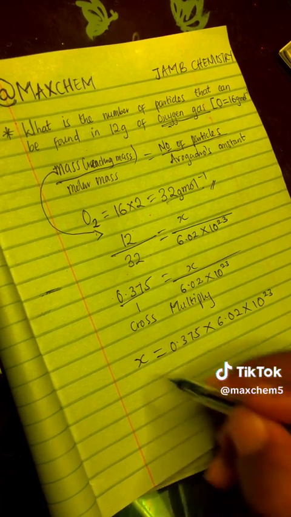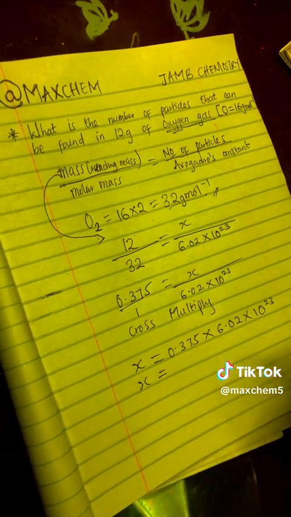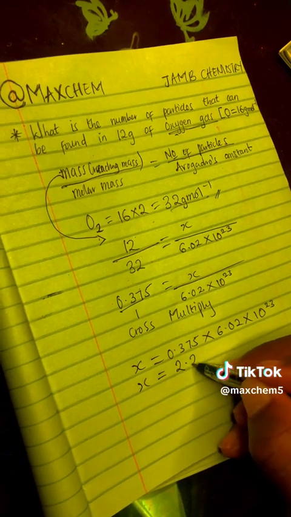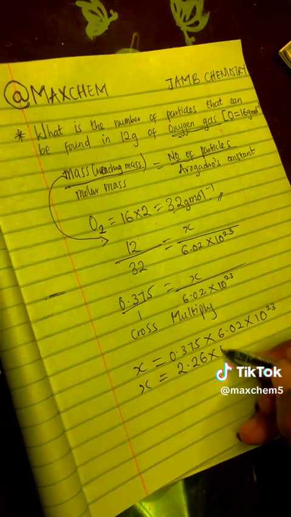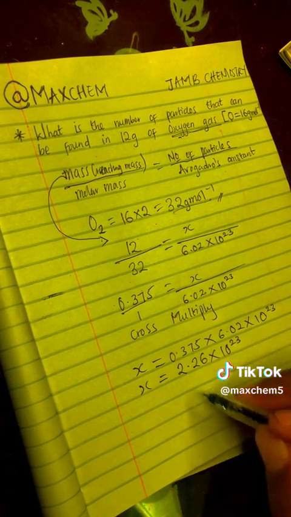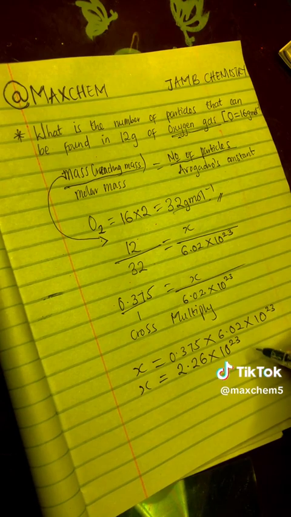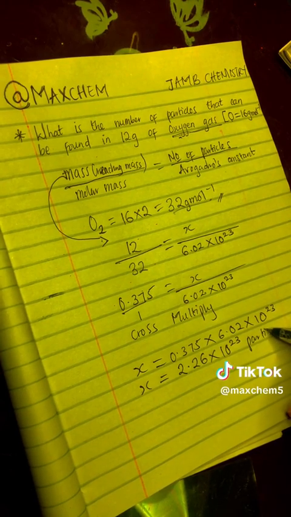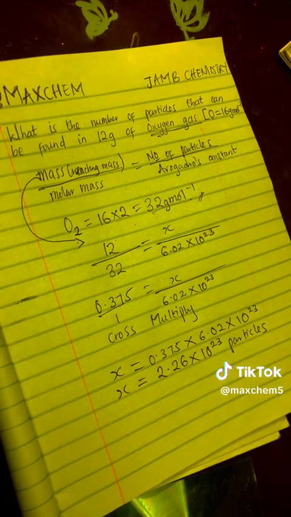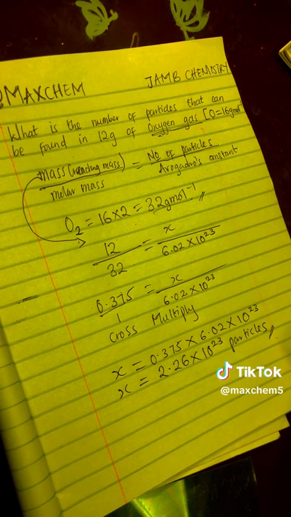So you can punch your calculator. Punching the calculator, that should give you 2.26 times 10 raised to power 23. Yes, so 2.26 times 10 raised to power 23 particles. So that is the number of particles. If you see this particular question in your JAM exam, do not be afraid, do not fret, solve it this way and you will get your answer correctly.